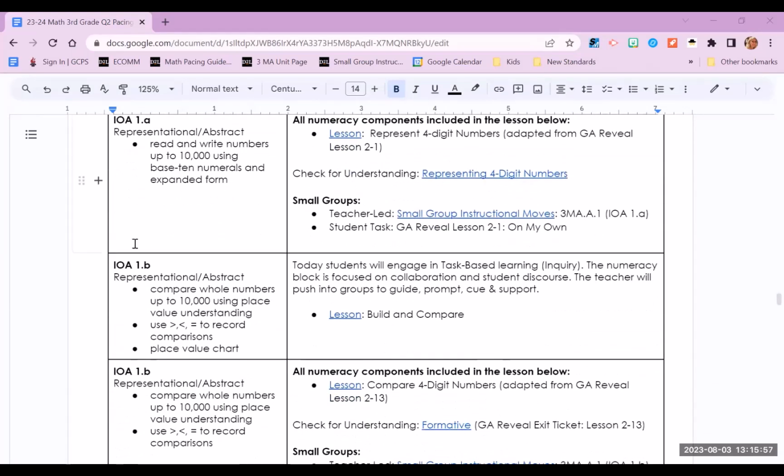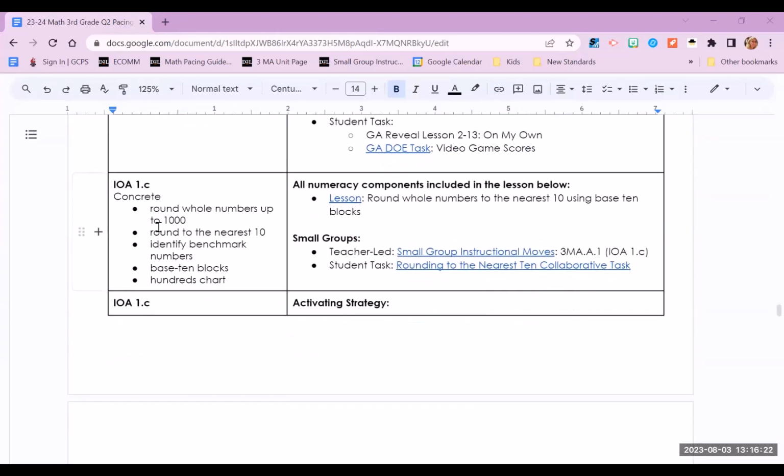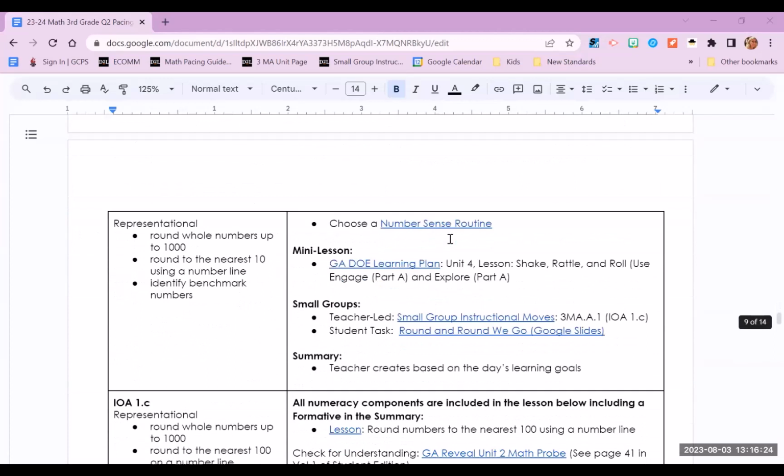Then, students will engage in an inquiry task-based learning lesson to begin IOA 1B to build and compare whole numbers. Students will be expected to compare whole numbers represented in standard form, expanded form, or even using base 10 language. Finally, students will learn to round whole numbers to the nearest 10 or to the nearest 100.